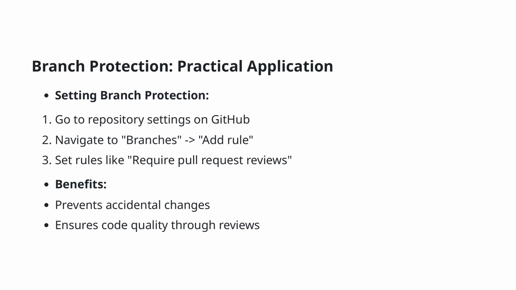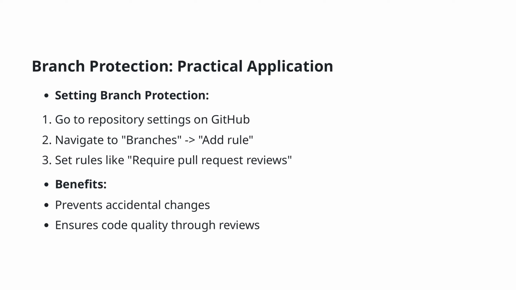Let's dive into the practical application of branch protection on GitHub. First, to set up branch protection, you'll need to go to your repository settings. Navigate to the Branches section and click on Add Rule. Here, you can establish rules such as require pull request reviews to ensure that any changes to the main branch undergo a review process before being merged.